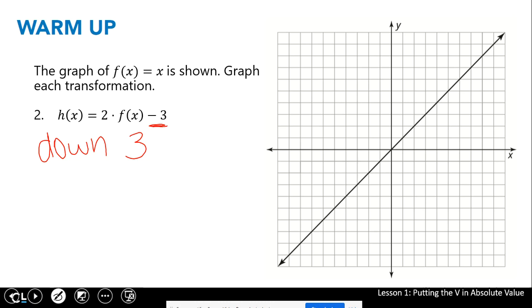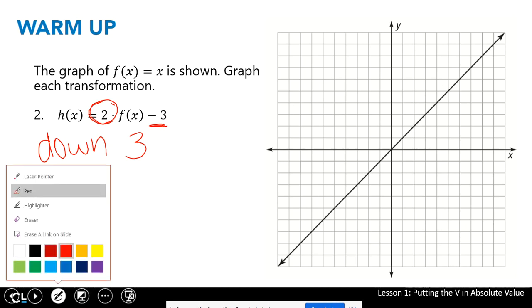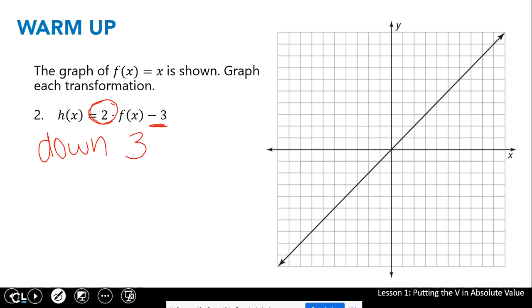The new one on this h of x is this 2 out front. So we're doing 2 times f of x. That is going to affect the slope of this line because we can always replace f of x with just x. So this is really just changing the slope of our line times 2. So we are going to stretch our graph out, and it'll be by a factor of 2.